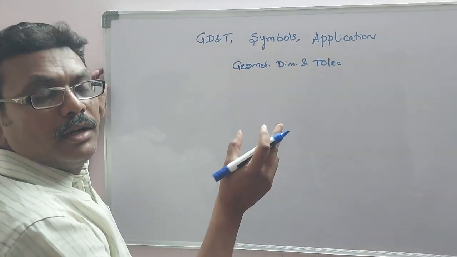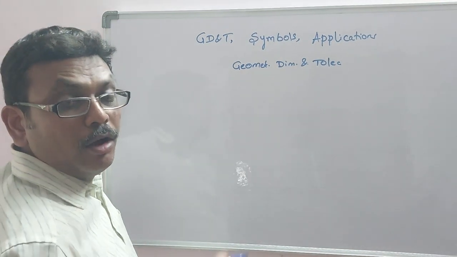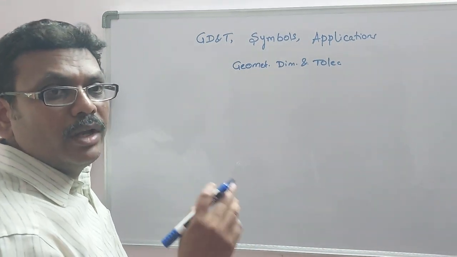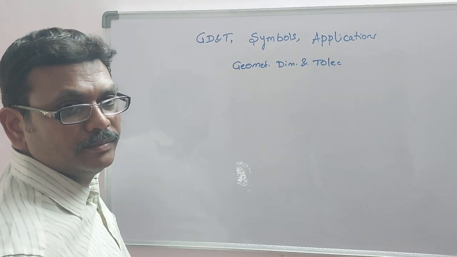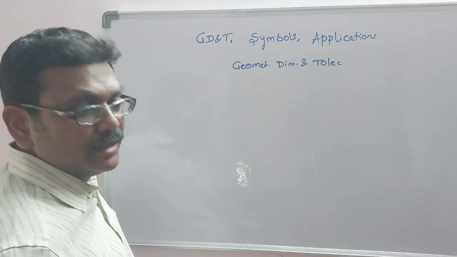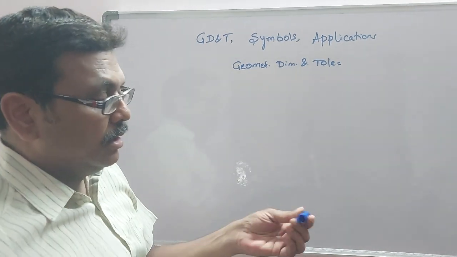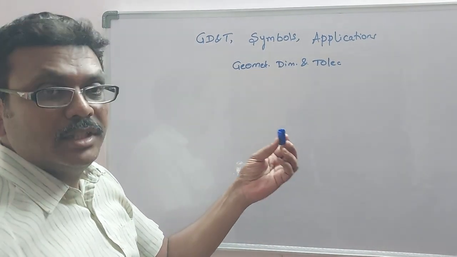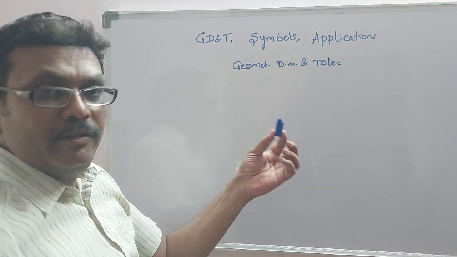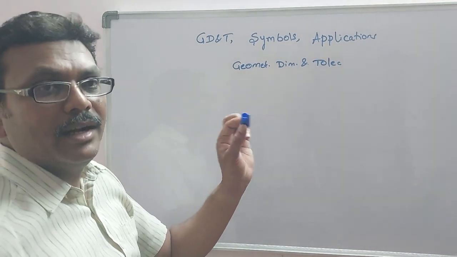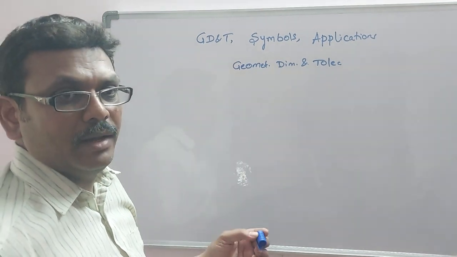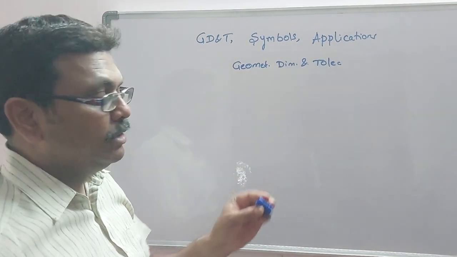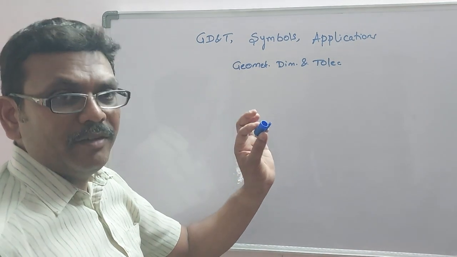So without tolerance or without dimensions, we cannot manufacture even a single component. Example, you take a cap. In order to manufacture this cap, we need some particular dimensions like diameter and length of the cap and what is the shape of the cap. Without knowing all these things, we can't manufacture this cap.